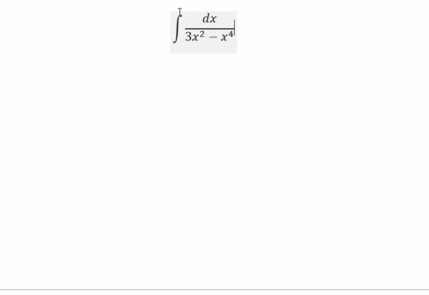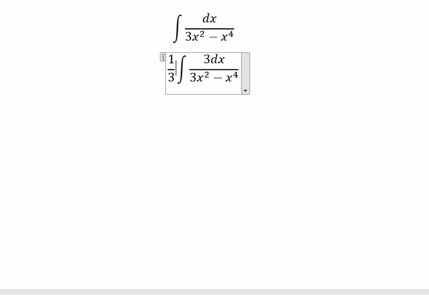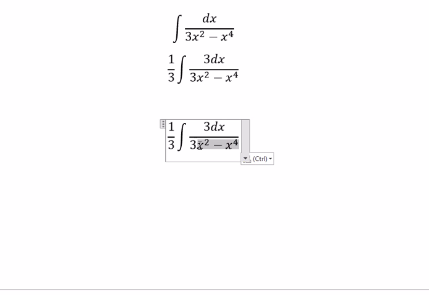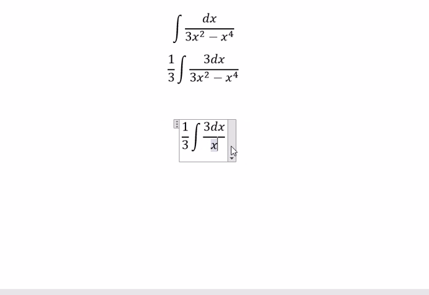We have the integral of dx over 3x squared minus x to the power of 4. So I will show you the technique how to answer the question. We put number 3 in here and 1 over 3 in here. Next, we can do factorization of this one. So you will get x squared, open the bracket, 3 minus x to the power of 2.